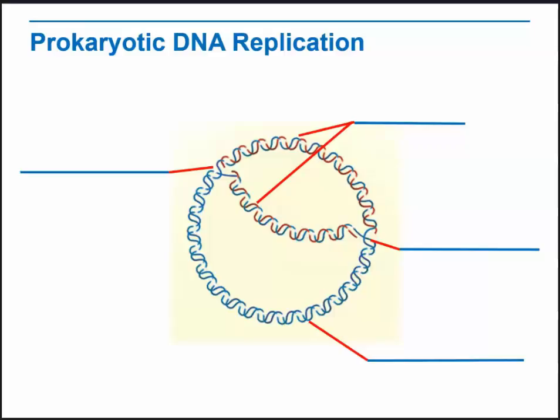Replication in most prokaryotic cells begins at a single starting point and proceeds in two directions until the entire chromosome is copied.